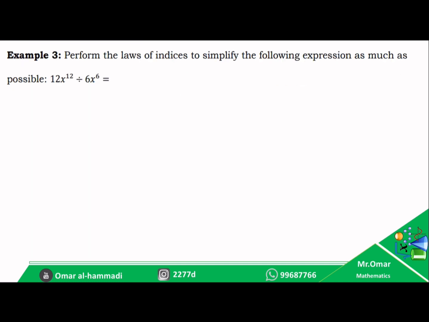Let's see another example. For example, we have this one. Perform the laws of indices to simplify the following expression as much as possible.